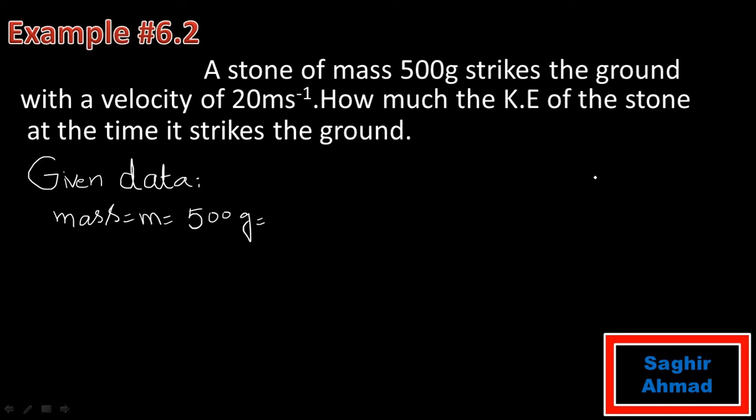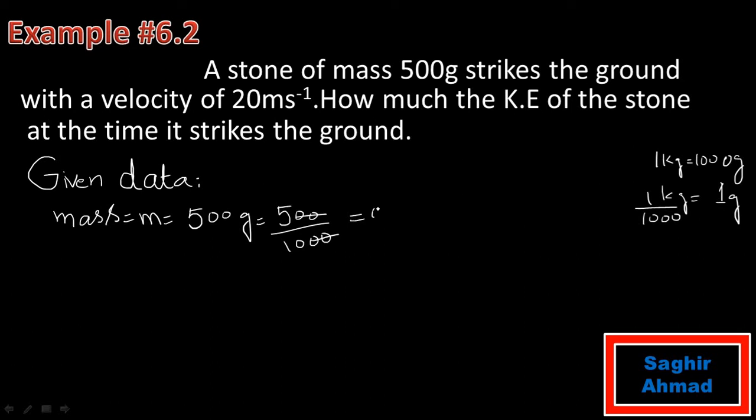And you know that 1 kilogram is equal to 1000 grams. So if you want to calculate kilogram, this 1000 will be divided, and we get 1/1000 kilogram. Here we want to convert gram into kilogram because the SI unit of mass is kilogram, so we convert it into kilogram. To convert gram into kilogram we divide by 1000. 20 cancels out 20, and in the end we get 0.5 kilogram.